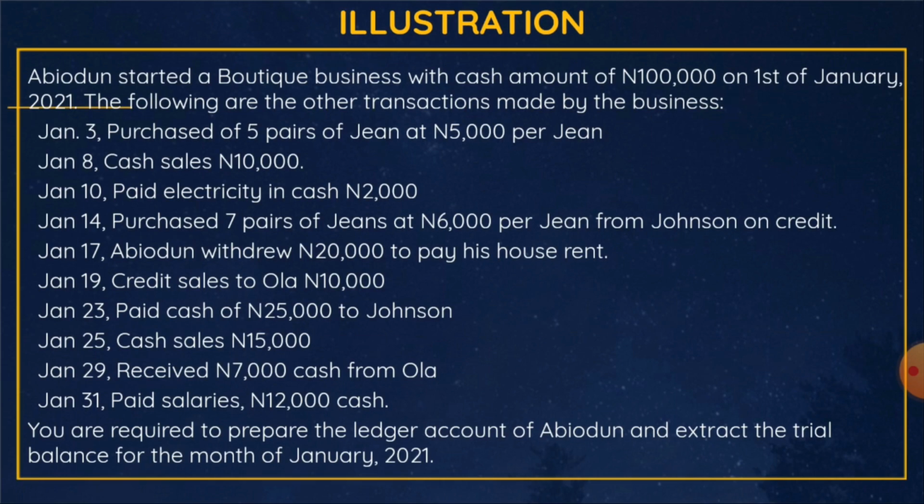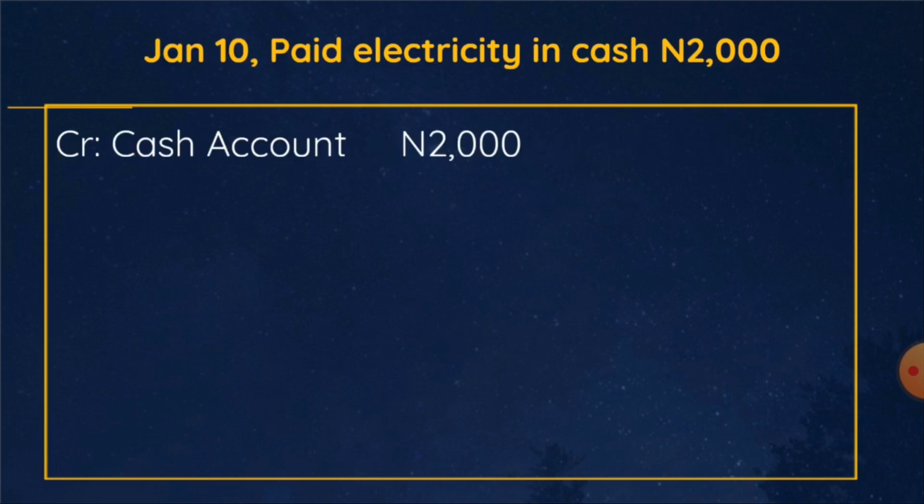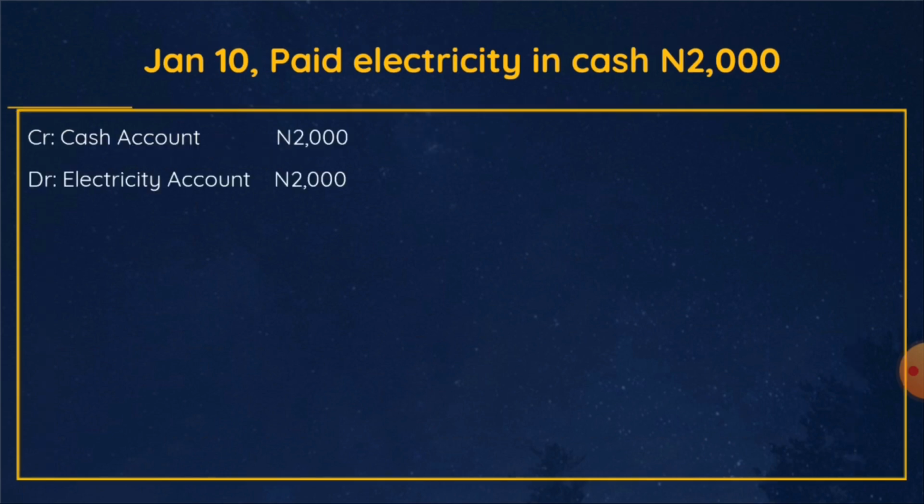Then the next transaction, on January 10th: paid electricity in cash, 2,000 naira. Electricity is an expense. It means money is going out. So cash is going out, the cash account will be credited, while the electricity account will be debited. That is credit cash account 2,000 naira, debit electricity account 2,000 naira.